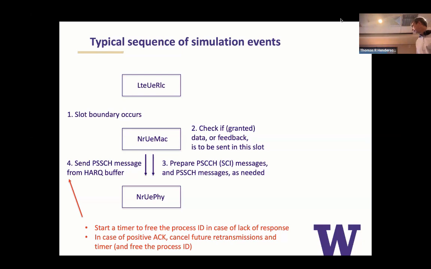And what happens then is that in case of a positive ACK, it will cancel future retransmissions and the timer and free this process ID. And then the NR UE MAC will start to advertise that this process ID is available again for future grant scheduling.